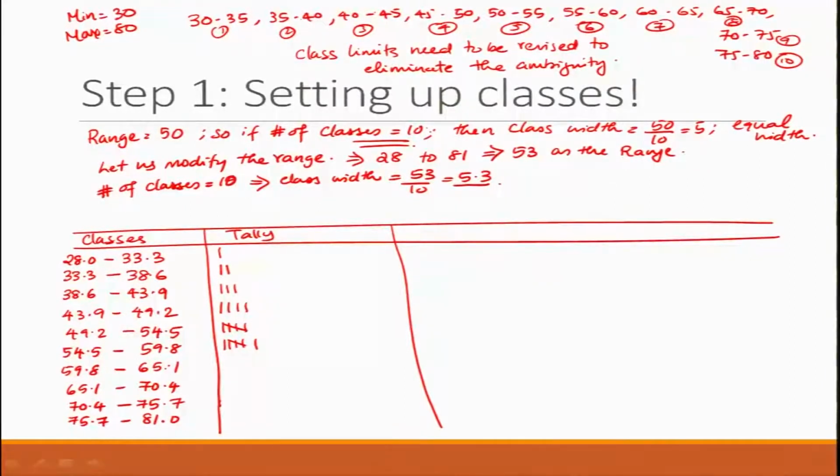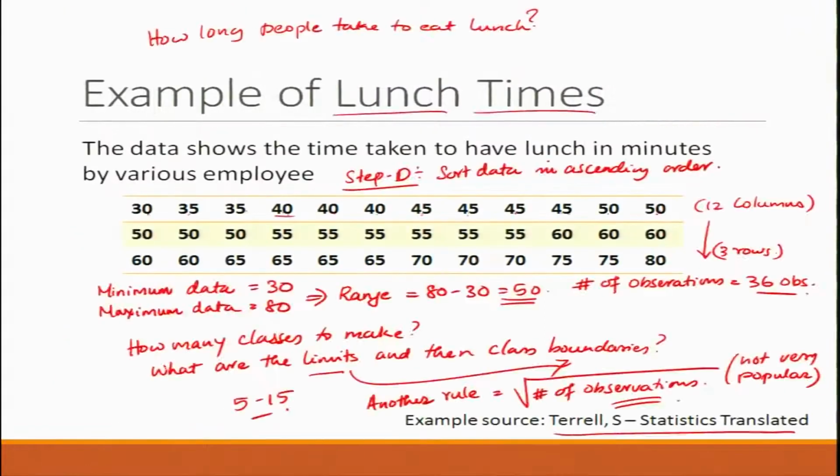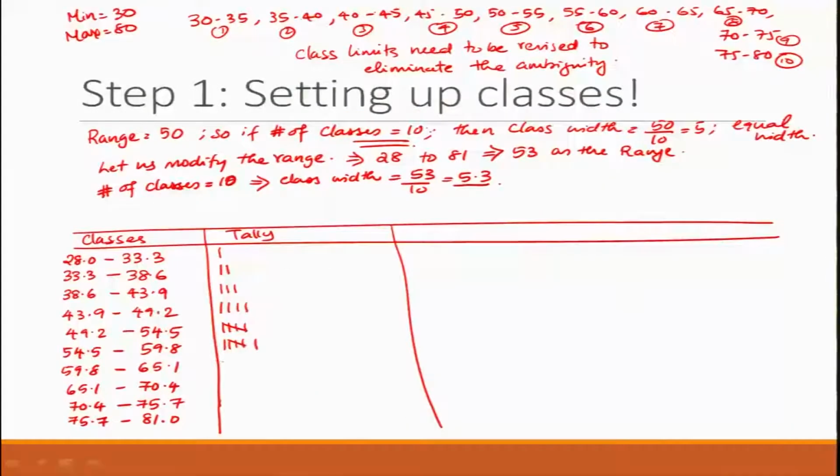Then 59.8 to 65.1. Both 60 and 65 will come in, so 1, 2, 3, 4, 5, 6, 7, 8, 9, 9 of them. So, then we go back and do the tally, 9 of them. Similarly, if you look at this, you have 3 of these, then you have 2 of these and 1 of these. So, this is what we call the tally.